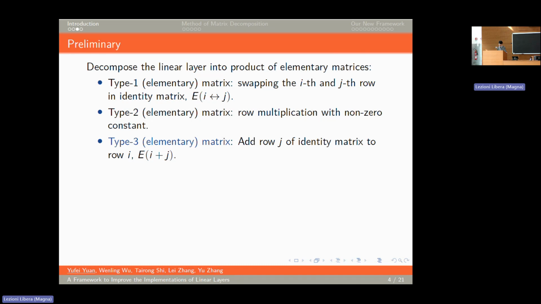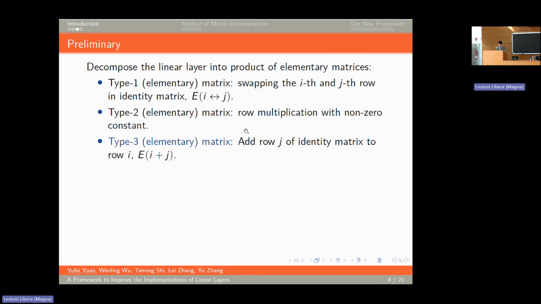For type 1 matrix, it corresponds to the row swapping operations, and if it swaps the ith row and the jth row in the identity matrix, we denote it as E_{i,j}. And in the implementation, it can be achieved by swapping the lines in the circuit. So this incurs no cost, and we need to focus on the other matrices. And the type 2 matrix corresponds to the row multiplication with a non-zero constant. And since we are working on GF(2), these matrices are also negligible.